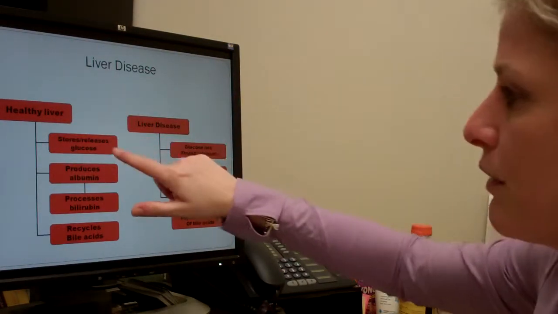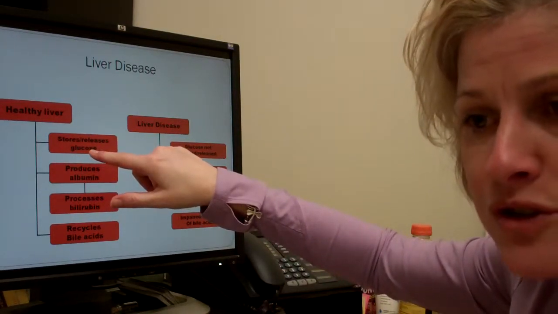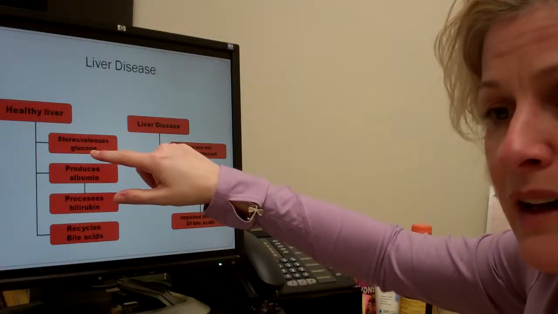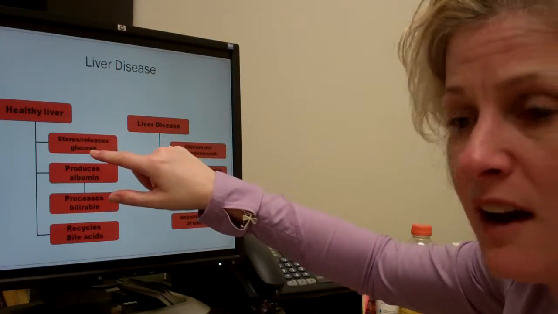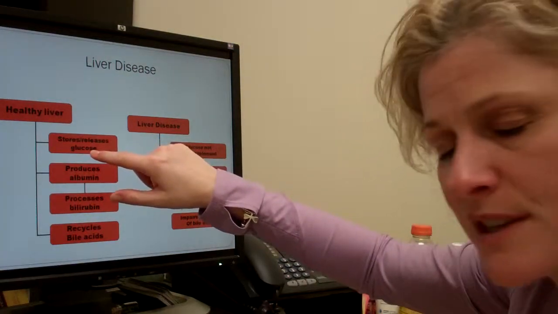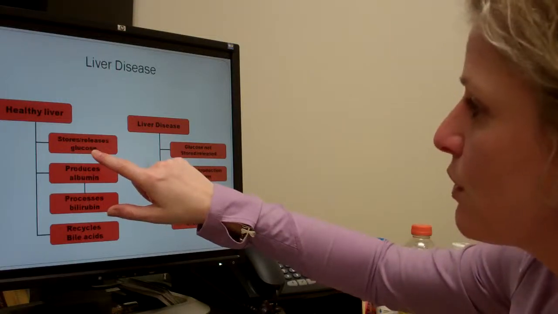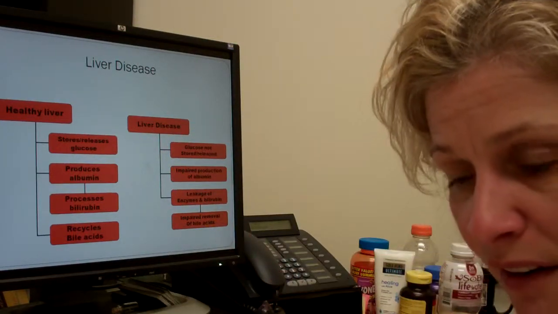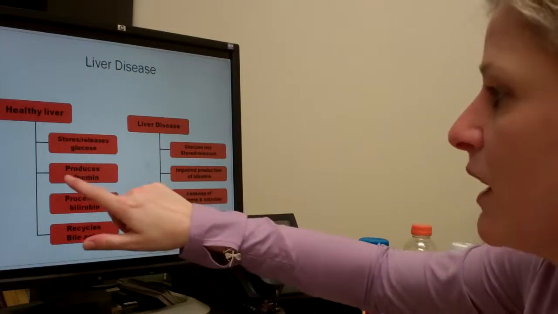So in a healthy liver, it stores glucose. I just had, as I mentioned, a big smoothie. As the hours go by and my cells become hungry, they can say, hey liver, give me some of that glucose that you stored. So it's a nice warehouse for glucose, keeping it there until the body needs it, releasing it when the body needs it.